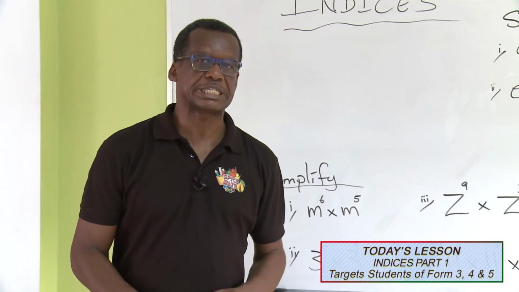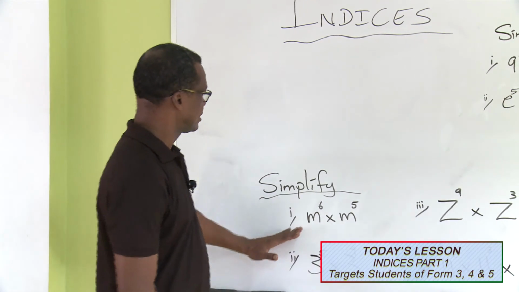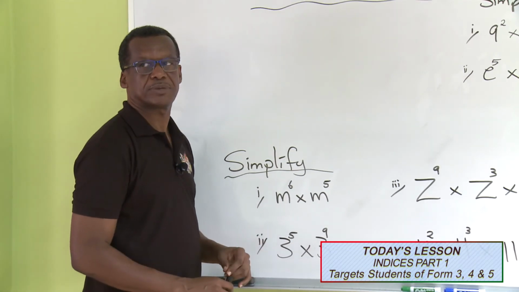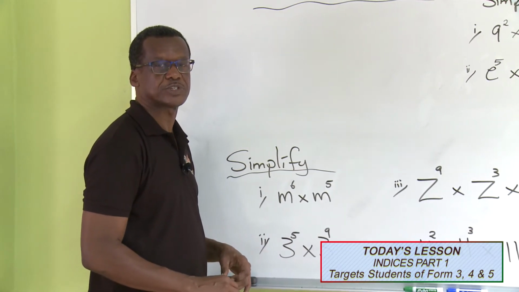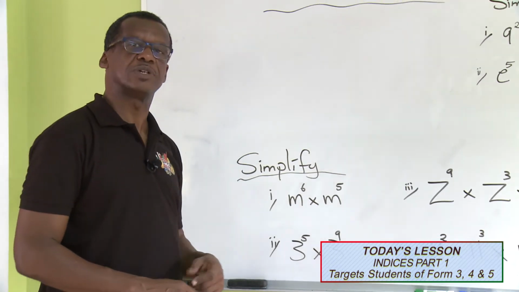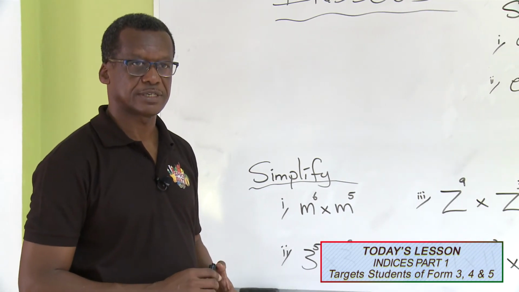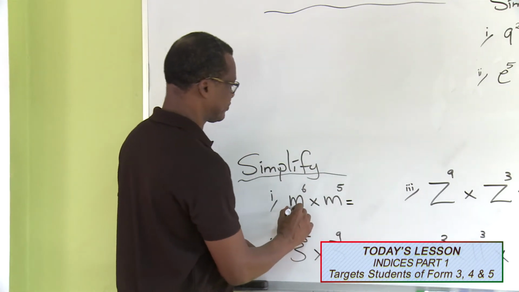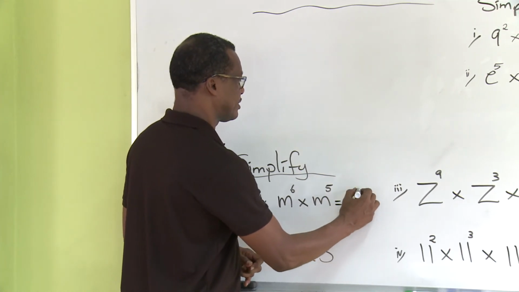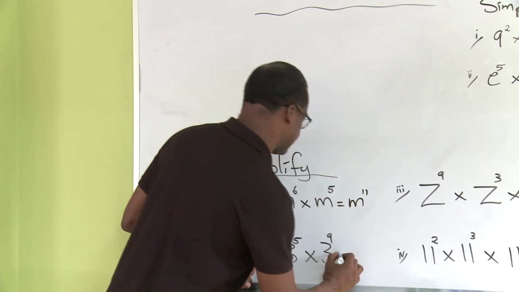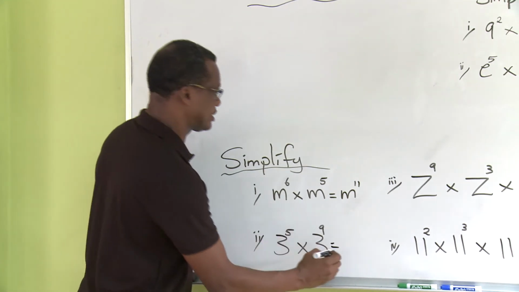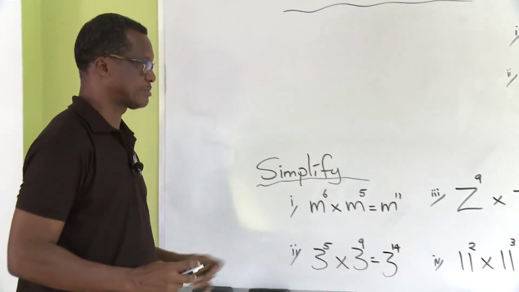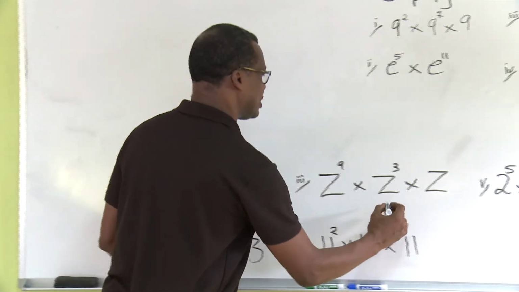So now you should have completed the little exercise we had. M to the power of 6 times m to the power of 5, and so on. And we want to apply the rule that we expressed just now, the one that said when you multiply quantities with the same base, you've got to add the powers. Let's see if it applies here. M to the 6 times m to the 5. The answer should be m to the 11. 3 to the 5 times 3 to the 9. That actually gives me 3 to the 14. That's the answer.